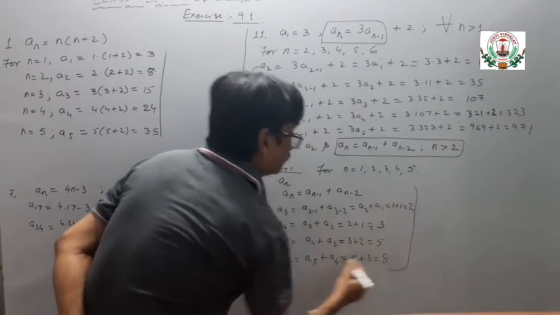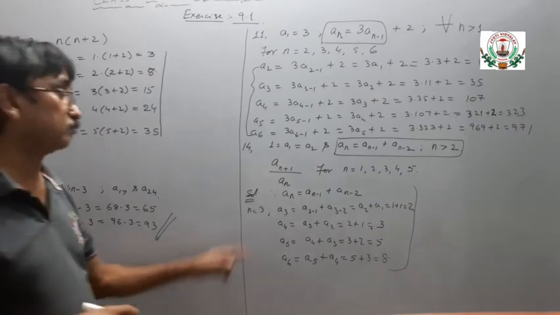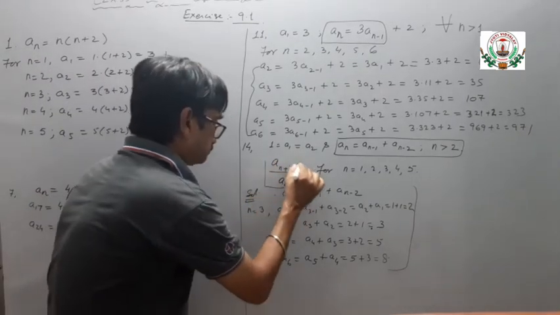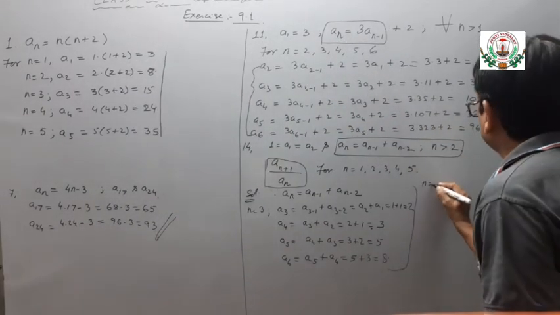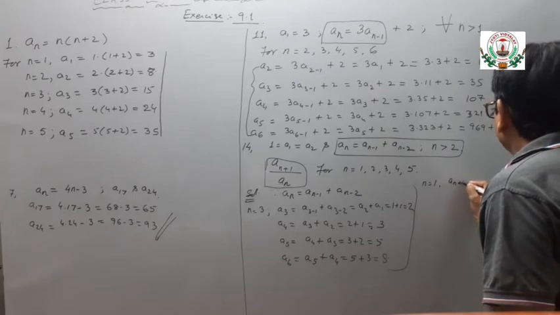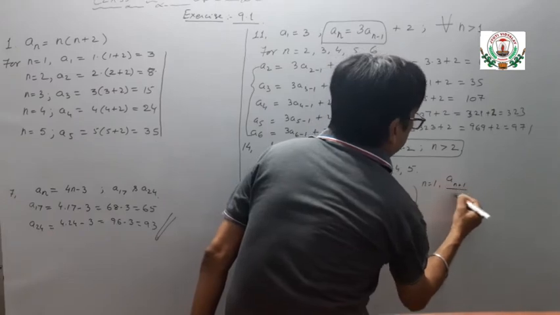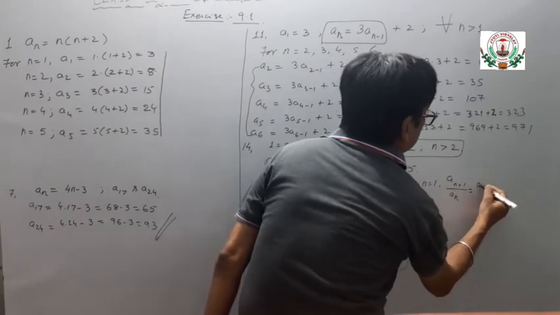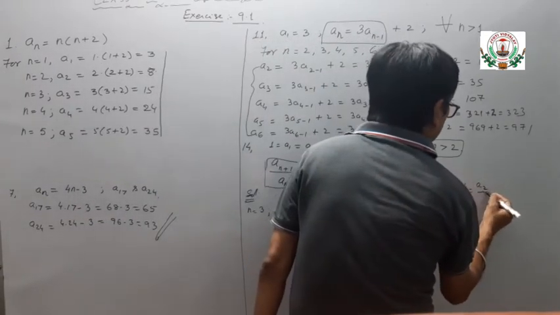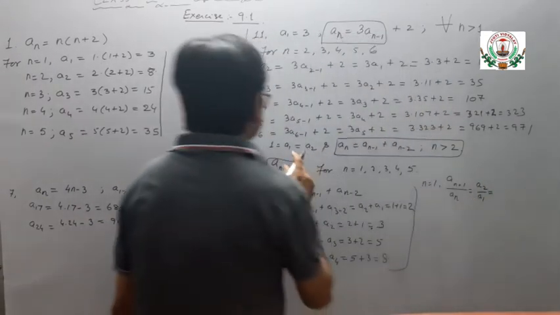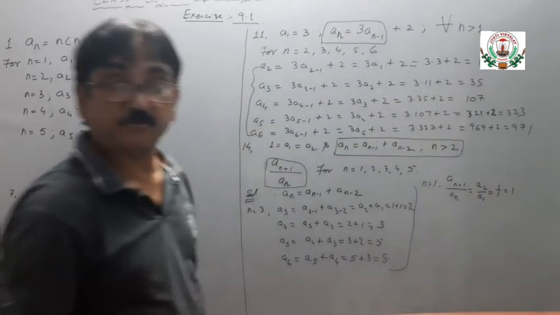So after calculating all these terms a3, a4, a5, a6, now I am going to calculate these values. So let us see here. For n equals 1, a(n+1), the (n+1)th term upon the nth term. If n is 1, it becomes a2 upon a1, and a2 is 1 and a1 is 1, so 1 upon 1 is the final answer.